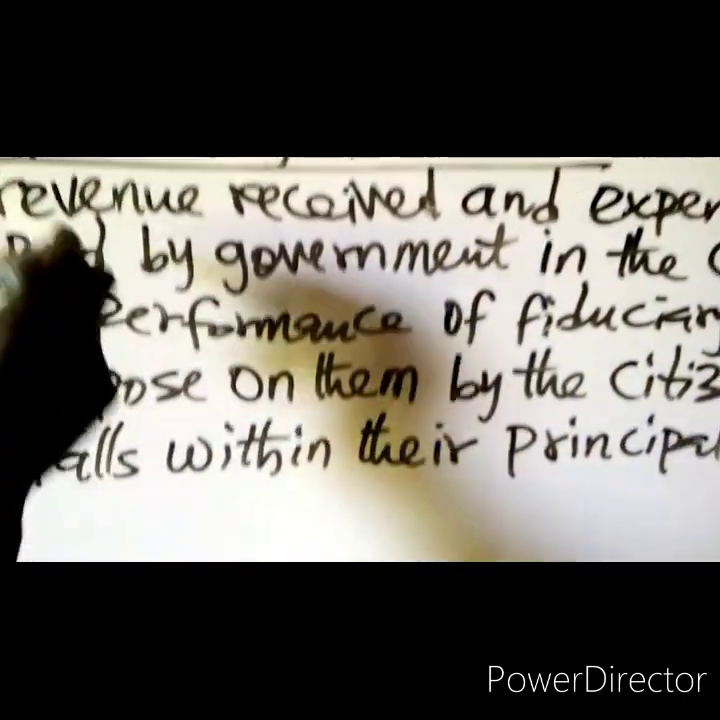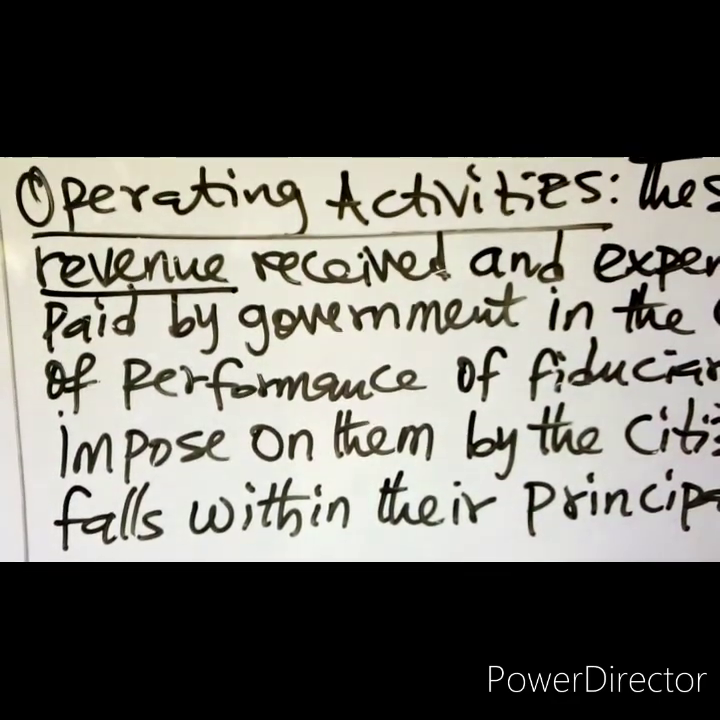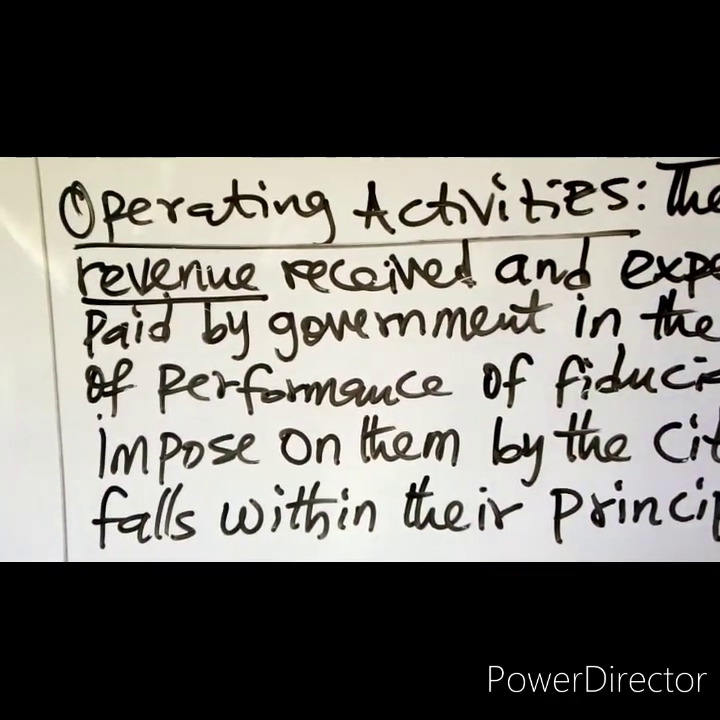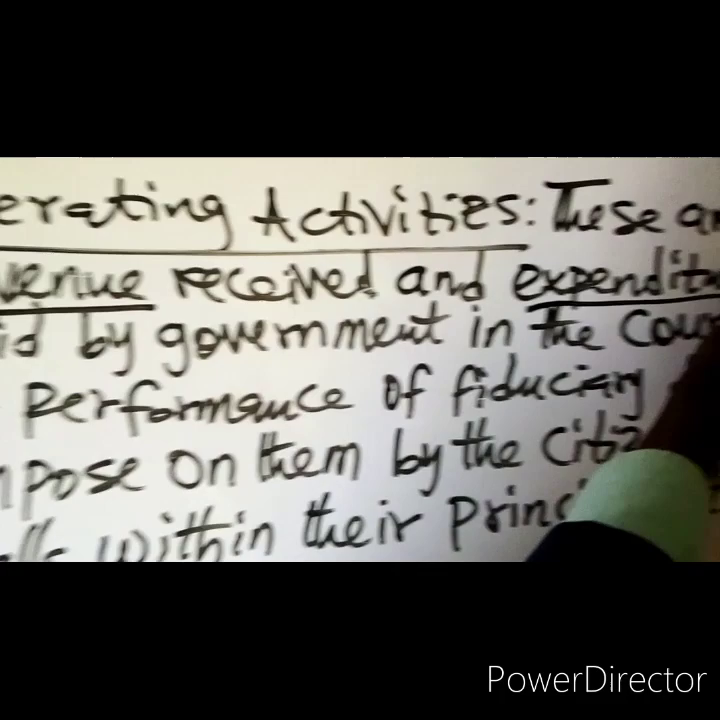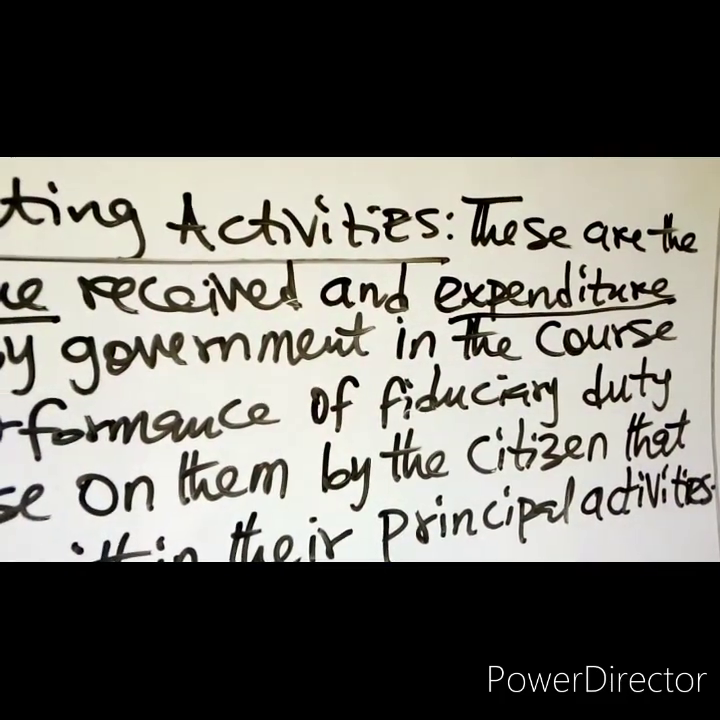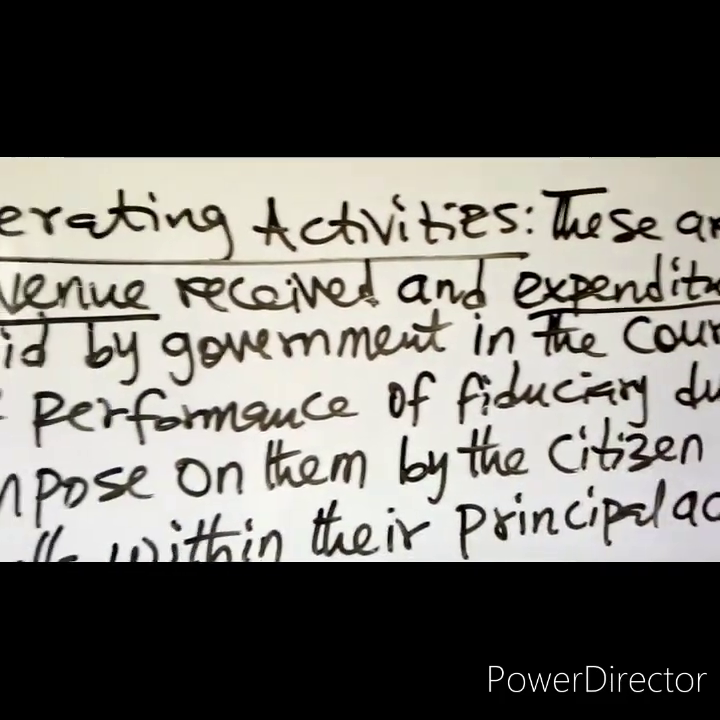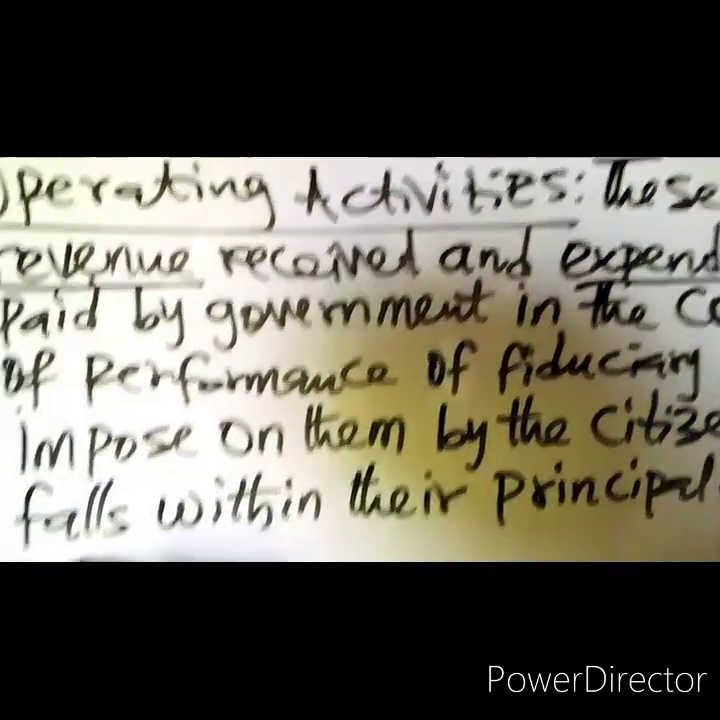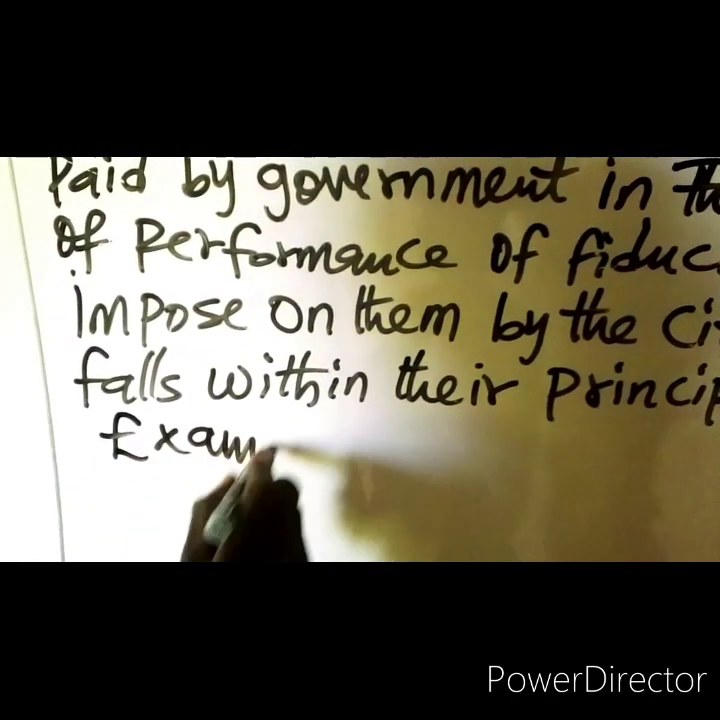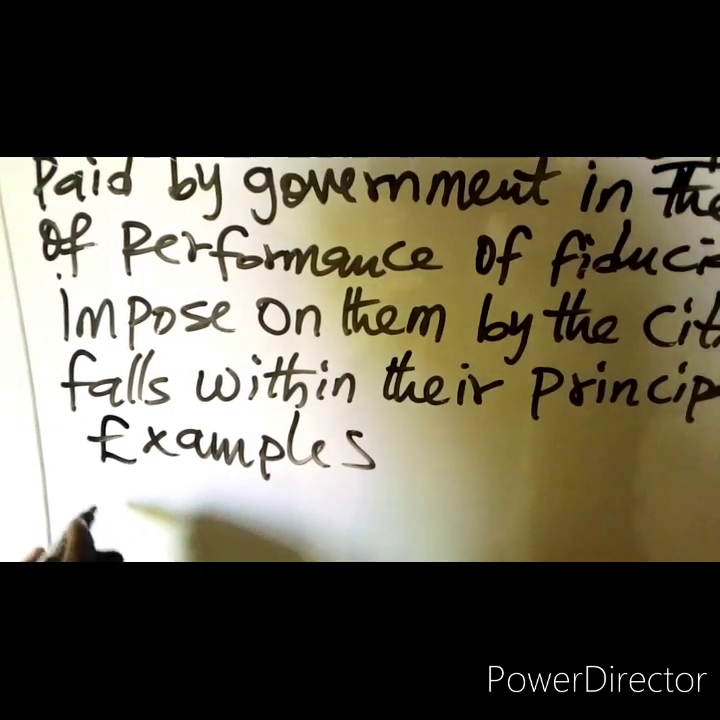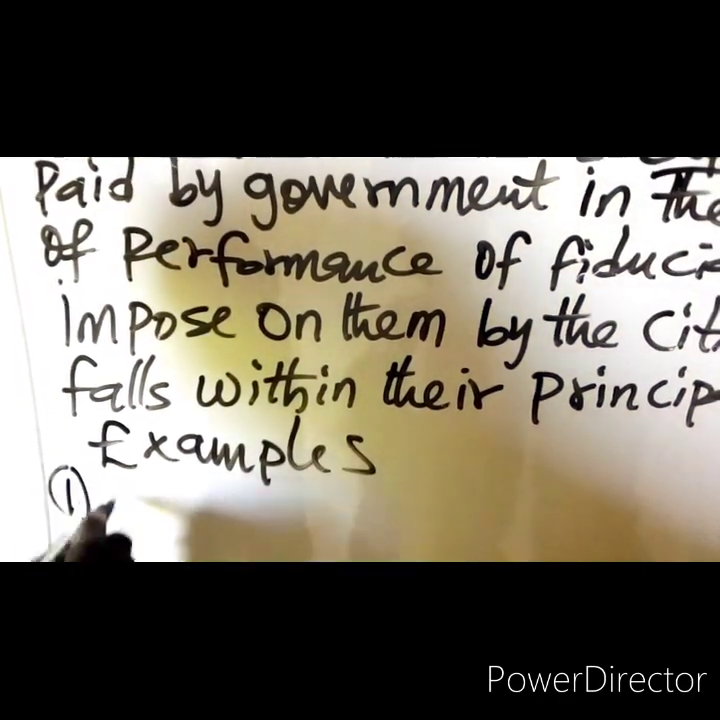Meaning that there are two things we are going to look into. Number one, you have the revenue of the government, and then you equally have the expenditure incurred by the government. So those are the two things. So I want to give you the examples of operating activities. Examples. The first example I'm going to look into are revenue.